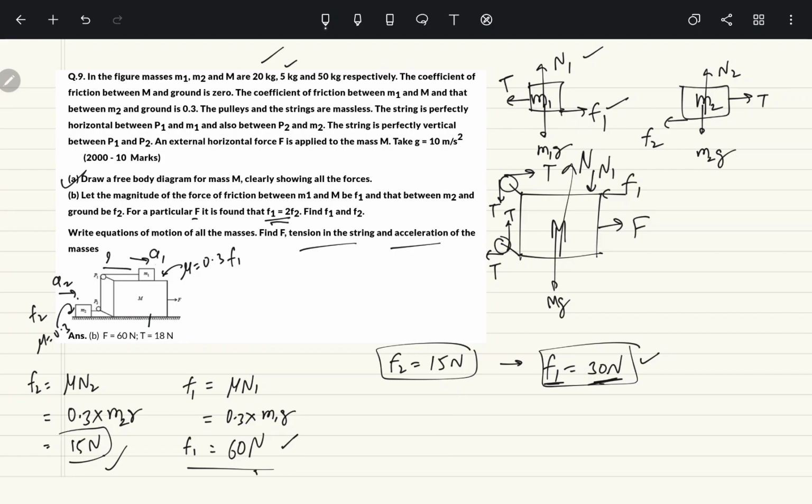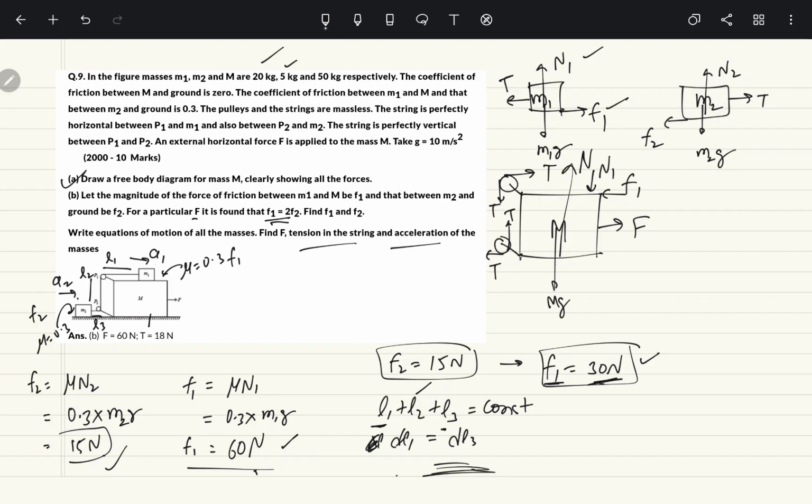Let the lengths of the string segments be L1, L2 and L3. The total length L1 plus L2 plus L3 is constant because of the inextensible property. The length L2 is always constant because it's the distance between these two pulleys, and that is not going to change. So we can say that dL1 will be equal to minus dL3. This one is increasing, so the other one will decrease, right? You can see from the diagram.